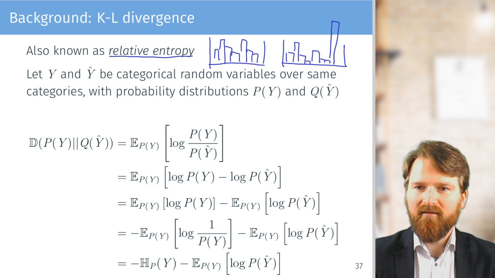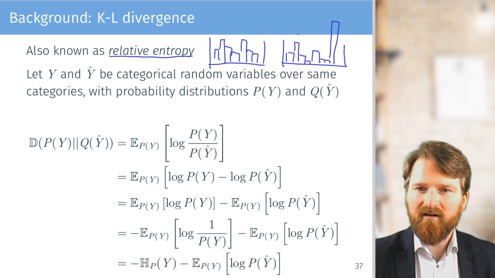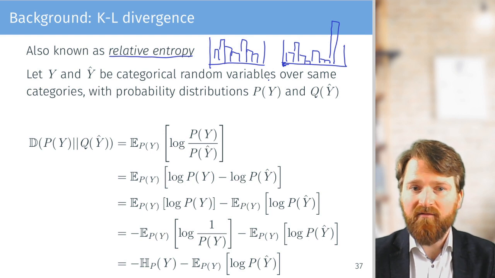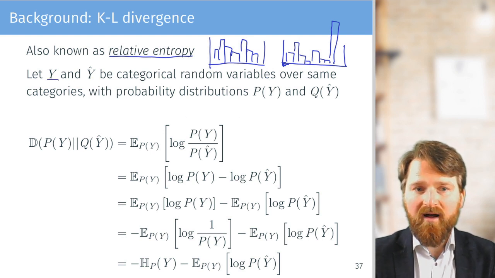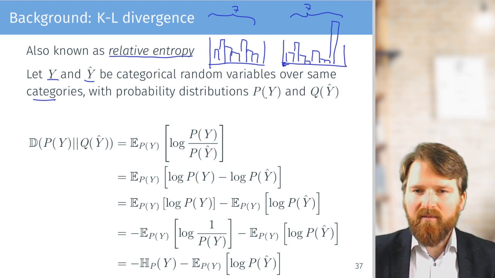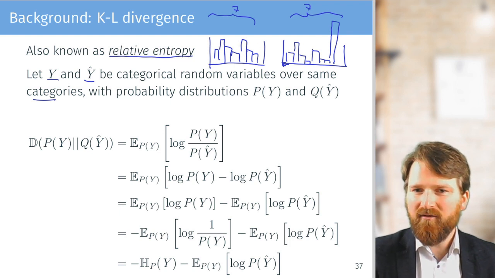So, for example, assuming these have the same categories, or the same cardinality of the spaces, or the same meaning of these random variables. So let y and y hat be categorical random variables over the same categories. So this would be 7, and this would also be 7 in this example. And we want to measure the distance between two probability distributions. How far is this from this?